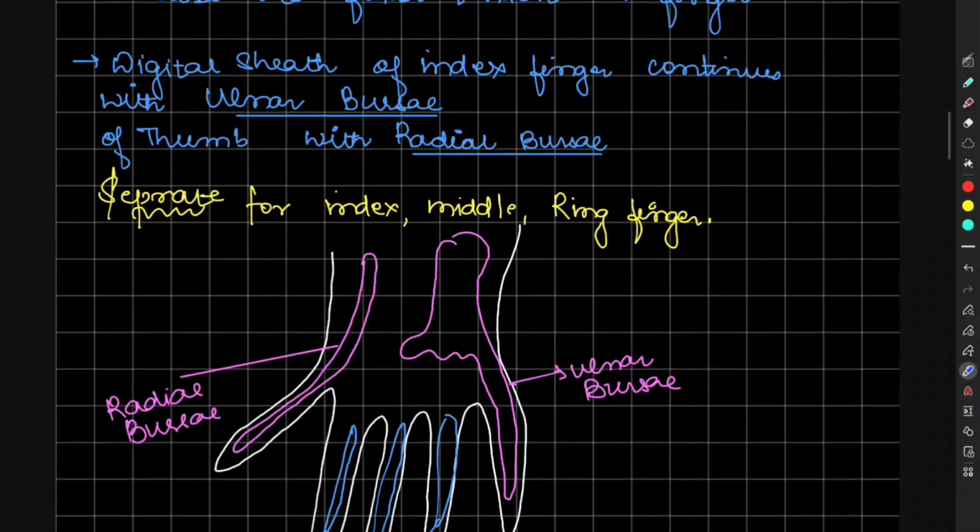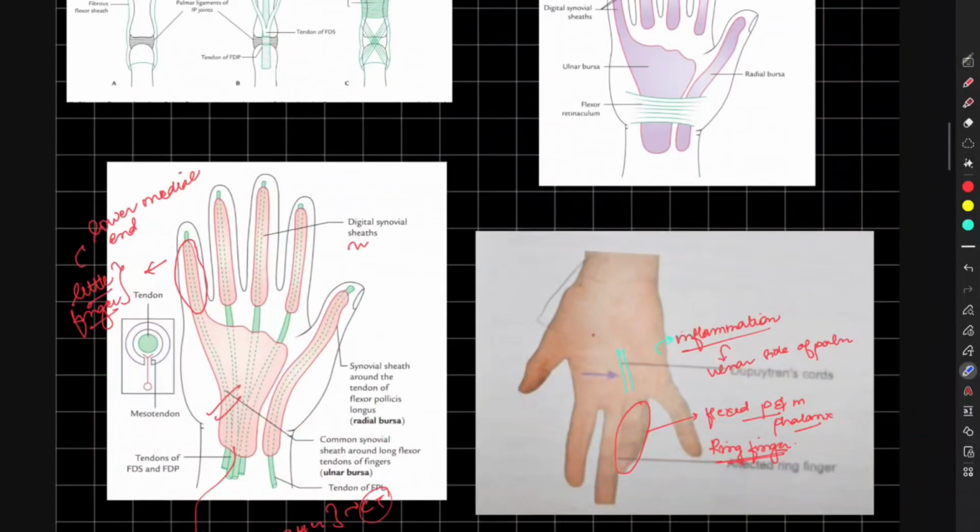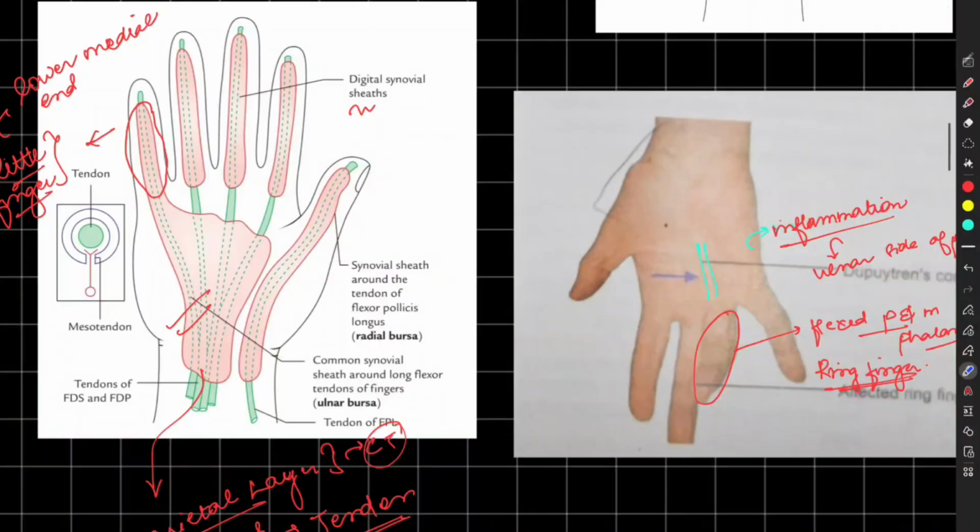This is written wrongly here. Just a correction, I'll repeat once again. The digital synovial sheath is separate for the index, middle and ring fingers, whereas for the little finger it is continuous with the ulnar bursa, and that of the thumb is continuous with the radial bursa. You can see this in the diagram too. That was just a human error, I apologize. So the little finger is continuous with the ulnar bursa, the thumb is continuous with the radial bursa, and it is separate for the index, middle and ring fingers.